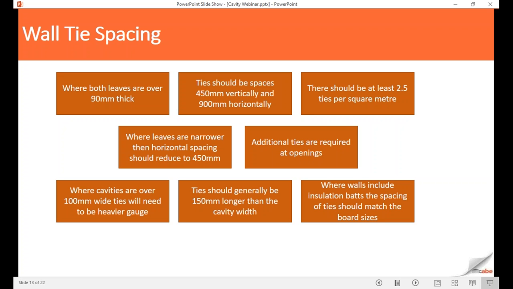But obviously it's important to be aware that as we start to increase the width of the cavity, not only may we need to look at longer wall ties to make sure we get the embedment, but obviously the gauge and the performance of those wall ties may need to be greater than we would have expected. And at some point we have to come to the conclusion that what we've actually got is a blockwork inner skin and a separate facade cladding, which aren't necessarily acting as the one unit any further.